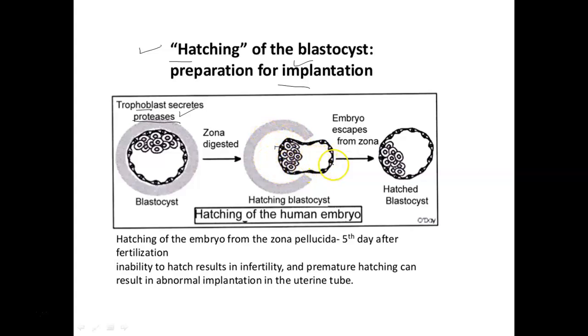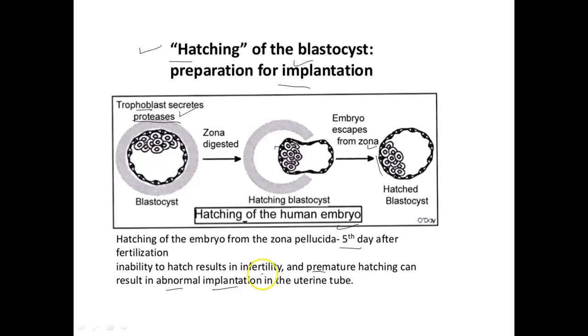Zona pellucida, and by the side in which the embryonic inner cell mass is present, it is going to attach to the endometrium wall. Digestion of the zona pellucida is known as hatching of the zona pellucida, and it generally occurs by the end of the 5th day after fertilization. Inability of the zona to hatch will result in infertility, and premature hatching will result in abnormal implantation.